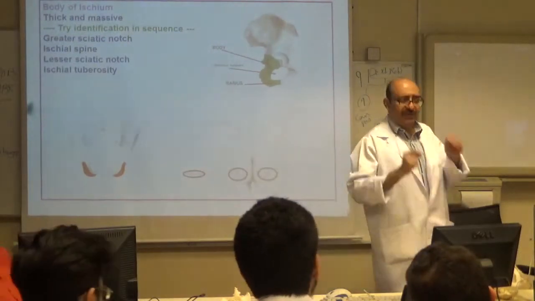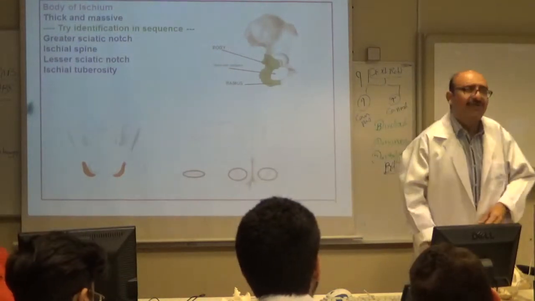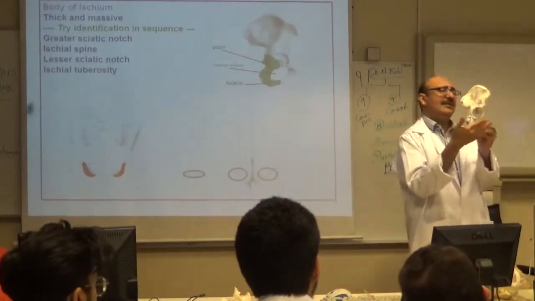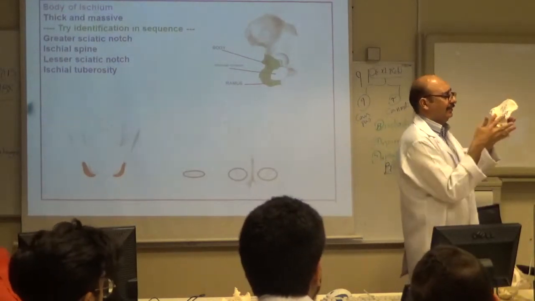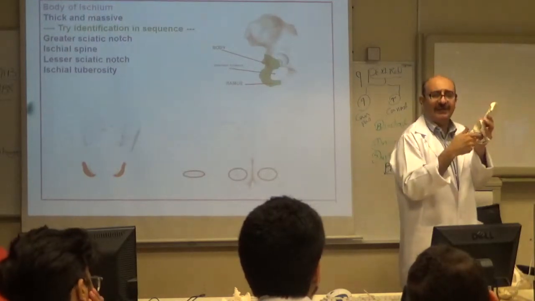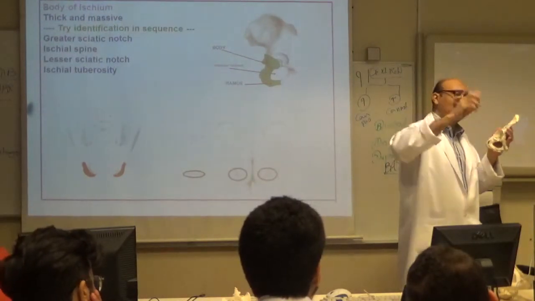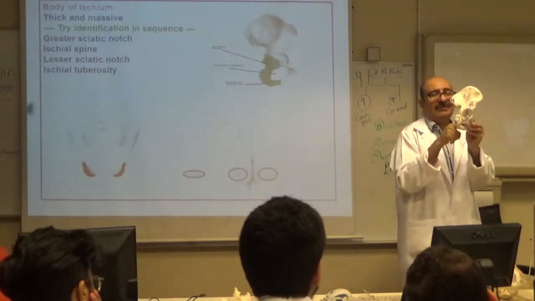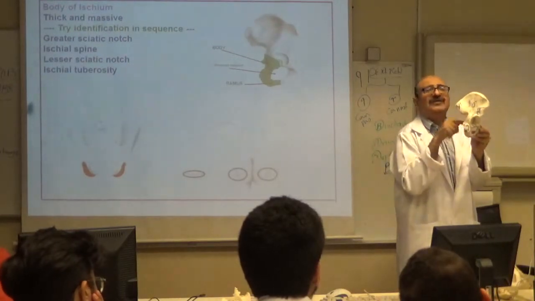Actually, during life, this foramen is covered with a membrane, the obturator membrane. So it is not a foramen. But on X-rays, because the membrane is not visible, it is labeled as a foramen.